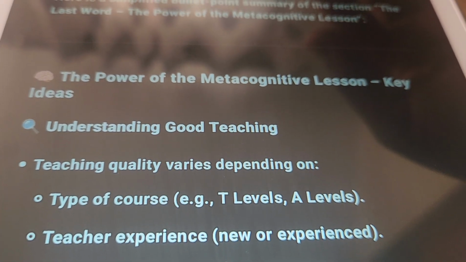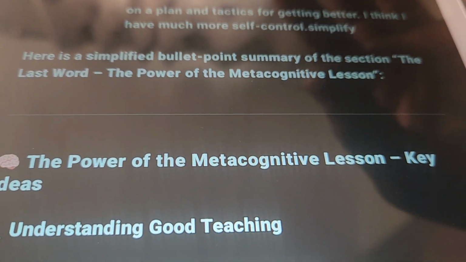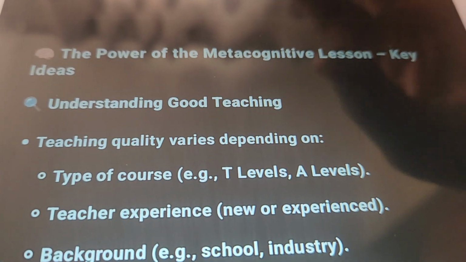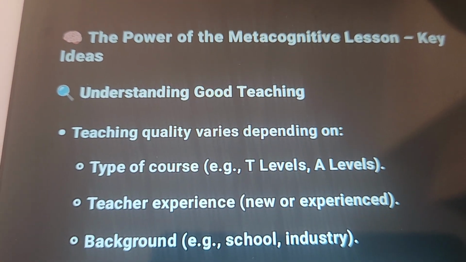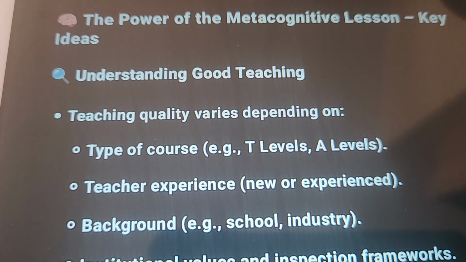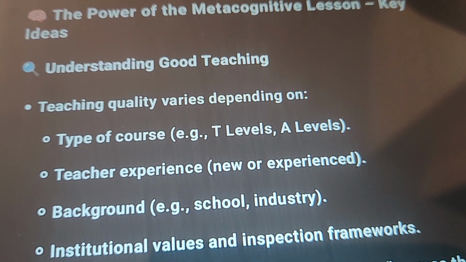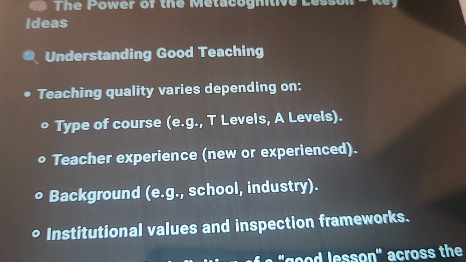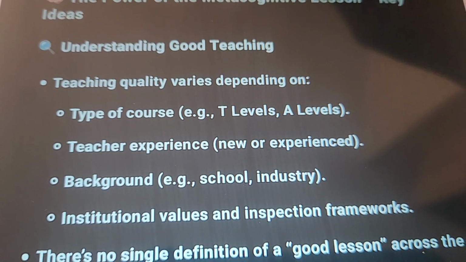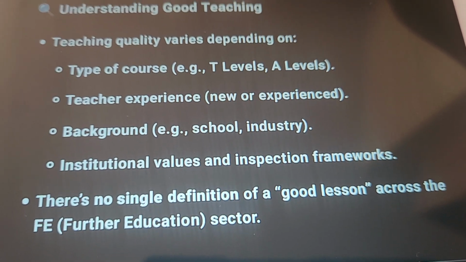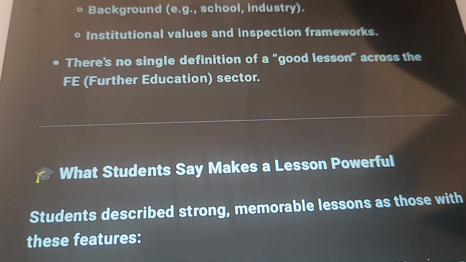Here is a simplified bullet point summary of the section, The Last Word, the power of the metacognitive lesson. Key ideas: understanding good teaching. Teaching quality varies depending on the type of course, e.g. T-levels, A-levels, teacher experience, new or experienced, background, e.g. school, industry, institutional values and inspection frameworks. There's no single definition of a good lesson across the FE, further education sector.